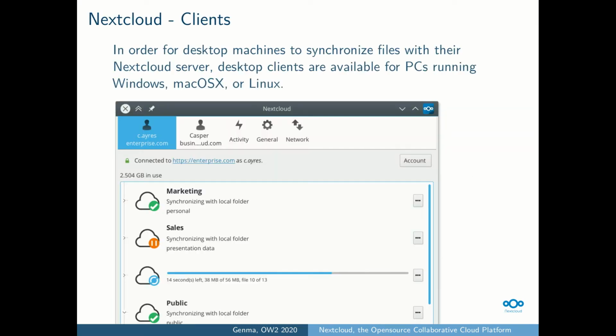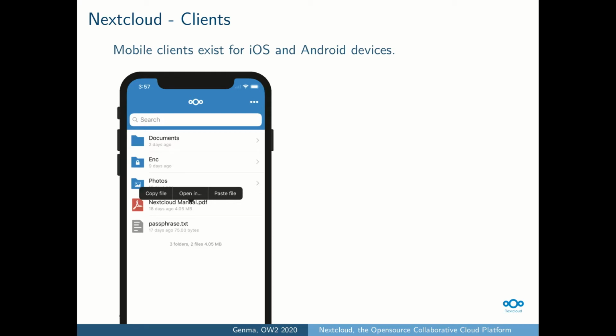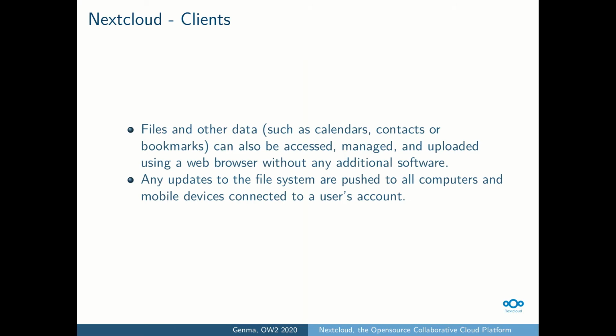Nextcloud clients. In order for desktop machines to synchronize files with their Nextcloud server, desktop clients are available for PCs running Windows, Mac OS X, or Linux. Mobile clients exist for iOS and Android devices. Files and other data, such as calendars, contacts, or bookmarks, can also be accessed, managed, and uploaded using a web browser without any additional software. Any updates to the file systems are pushed to all computers and mobile devices connected to a user account.